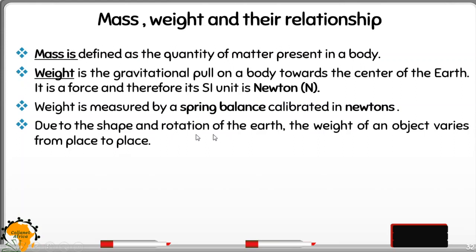Due to the shape and rotation of the earth, we find that weight varies from place to place, but mass is constant. Mass does not change, but weight changes. As you move from one planet to the other, you find that due to the shape and the rotation, weight will vary.